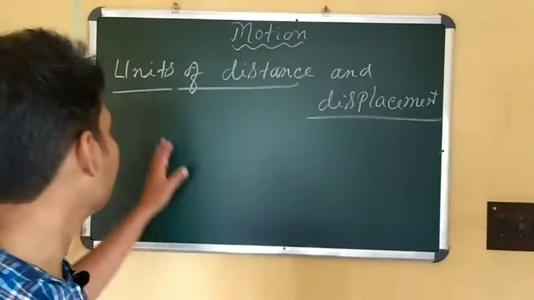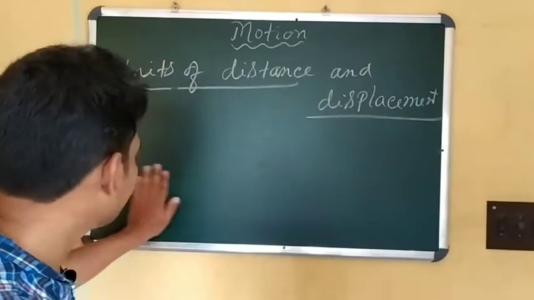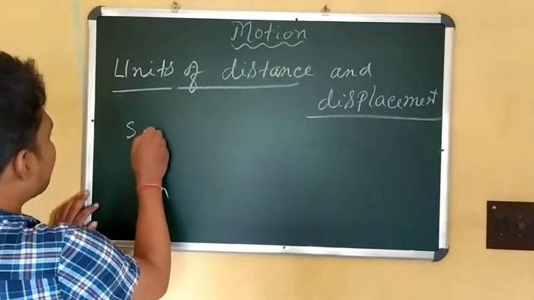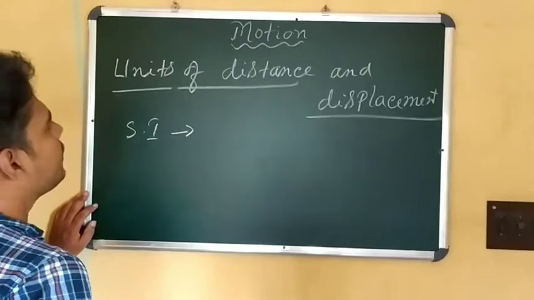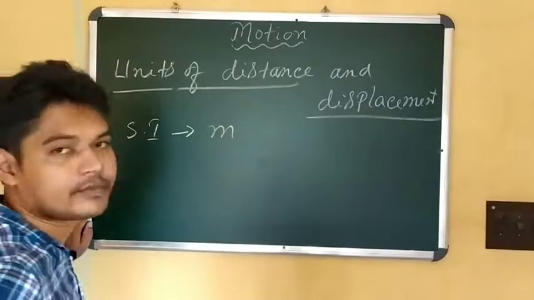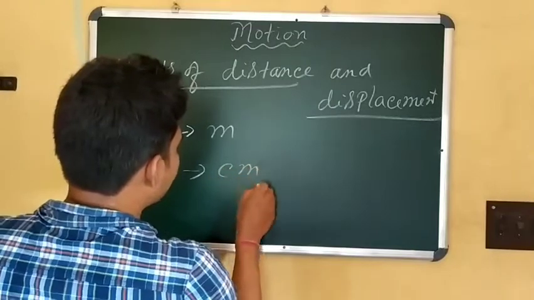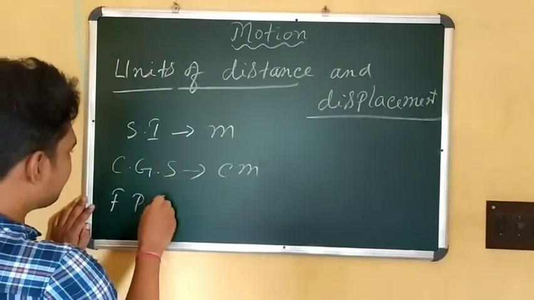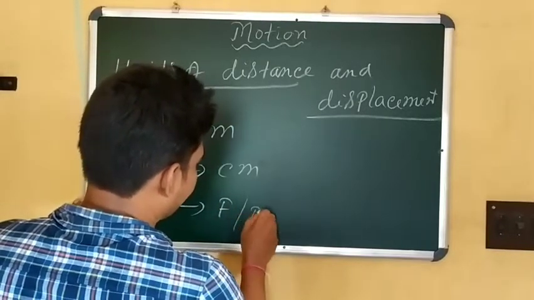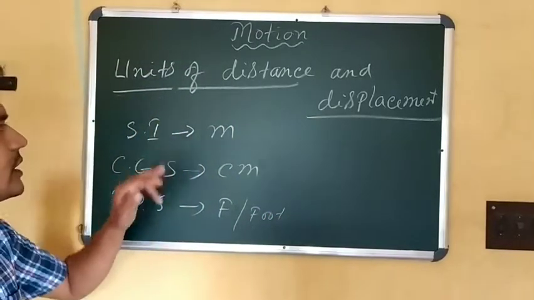Now we will discuss the units of distance and displacement. You know there are three types of units: SI, CGS and FPS. In the SI unit, the unit of distance and displacement both are meter. In CGS, both are centimeter, and in FPS both are foot. So these are the three units of distance and displacement.